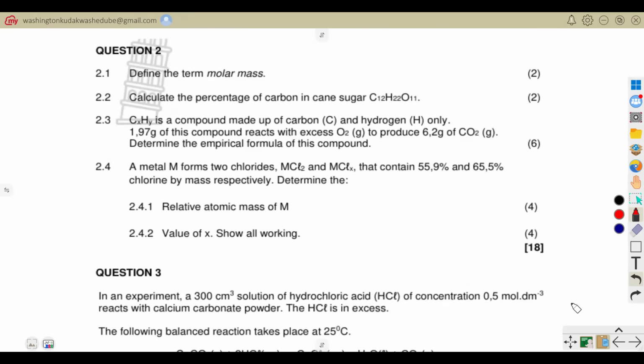So our next question was question number 2. Now we are on structured and open-ended questions. This is to say that you are not limited on the amount of words that you're going to use, or else on option A, B, C, or D. Now they said define the term molar mass. What is molar mass?